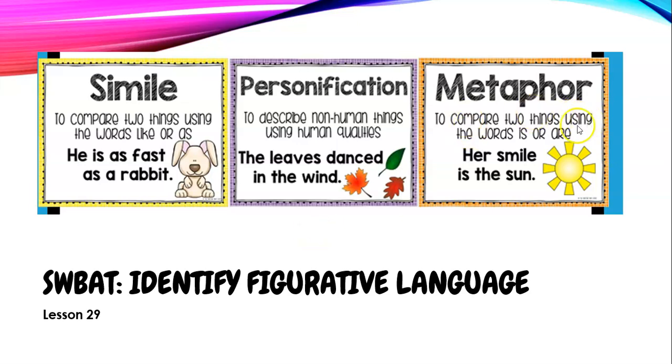Metaphor compares two things using the words is or are. Her smile is the sun. Boys and girls, can a person really have a smile that is the sun? No, that is a metaphor. It's comparing it, saying that it's very bright.